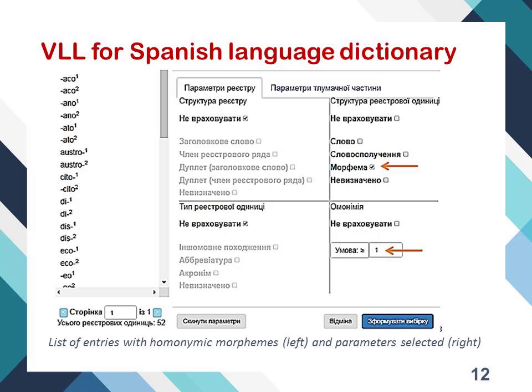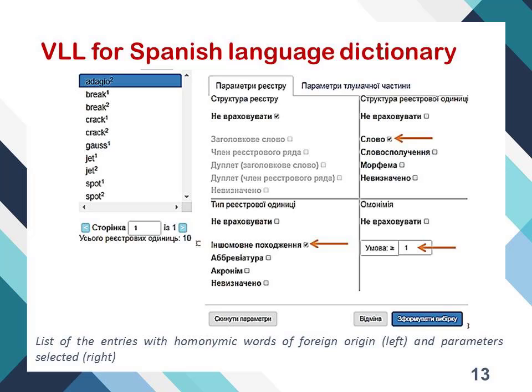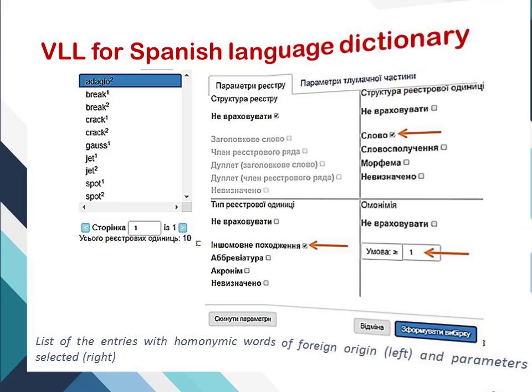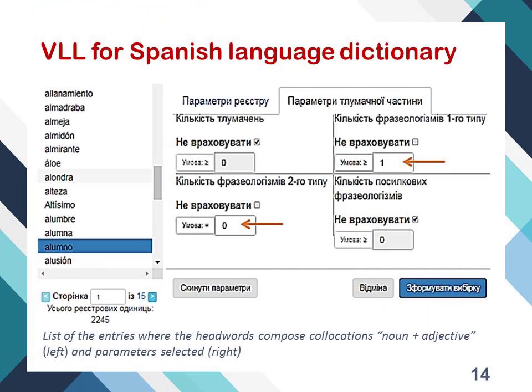For example, we can select the entries with homonymic morphemes. The arrows show parameters to be set for getting the sample. This frame shows a sample of the entries with homonymic words of foreign origin. At the bottom of the headword list, the number of words is indicated. This is an example of selecting the entries where the headwords compose collocations, noun plus adjective.